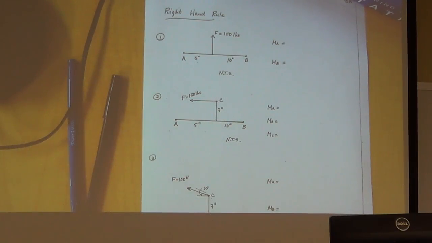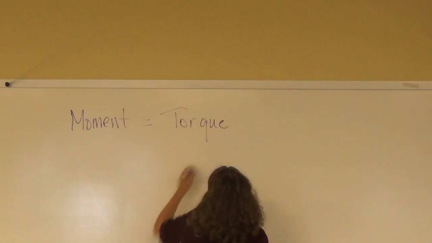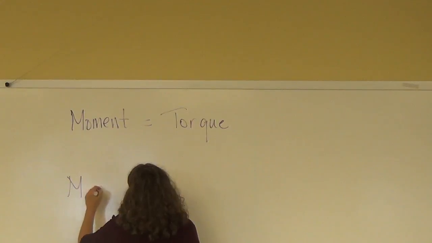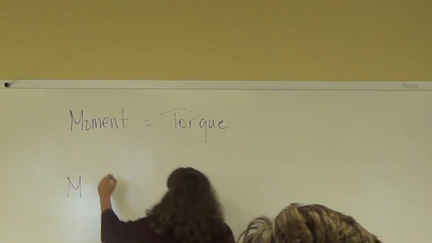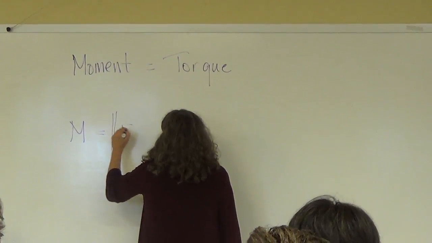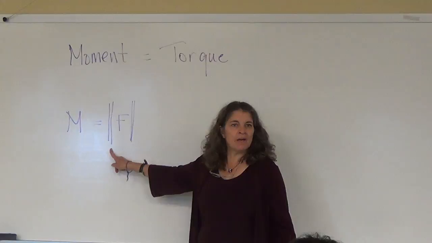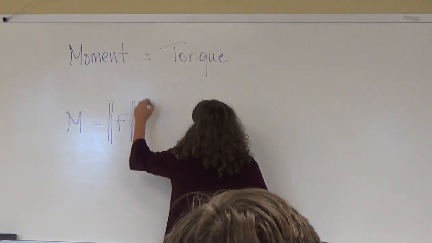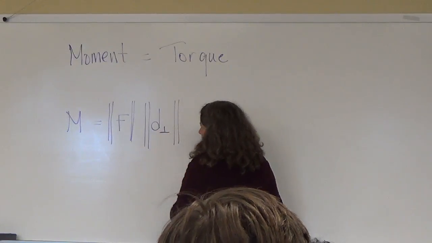Okay, so I know in physics you call them torque. In engineering we use the term moment, and moment is the torque on something. And how do you calculate moment? It's the force times the distance, and it's the absolute value of the force, you see my designation for absolute value, times the absolute value of the distance, the perpendicular distance.